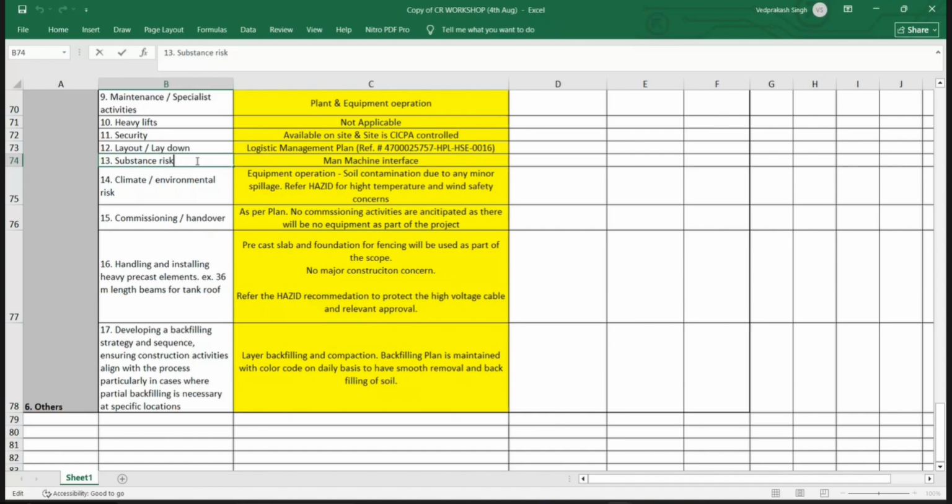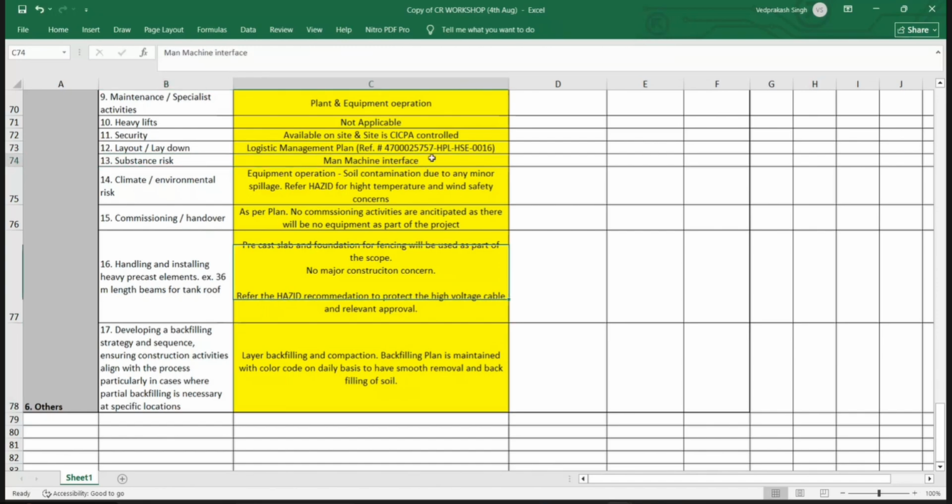Substance risk means any material, your man-machine material. There are three kinds of things which can have safety issue. If you have any hazardous chemical, you have any hazardous processes, you have hazardous equipments. So to answer you, there is no hazardous chemical. Yeah. There is no hazardous processes. You have got a hazardous machine like a vehicle, excavator. Okay. So I would say.